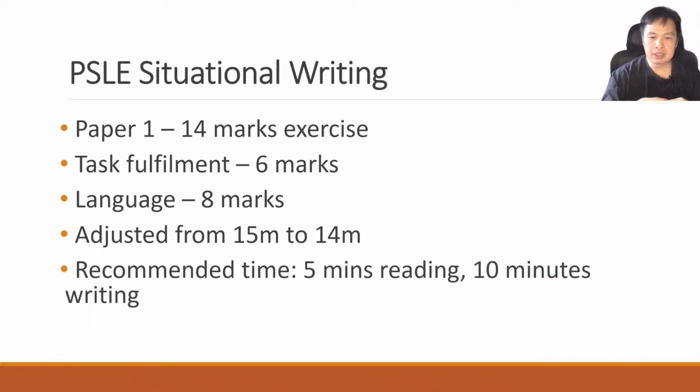The recommended time, and I say recommended, is 5 minutes reading the question, and then straight away you can start working on your answer. 10 minutes for writing, so that works out to be about 15 minutes. For time management purposes, you want to give about 15 to 20 minutes for situational writing. Paper 1 total time allocation is 1 hour 10 minutes. If you minus off your 20 minutes for situational writing, that leaves about 50 minutes for your continuous writing. You want to be generous with the composition, because it has a higher weightage, and you need to spend a little bit more time in terms of planning.